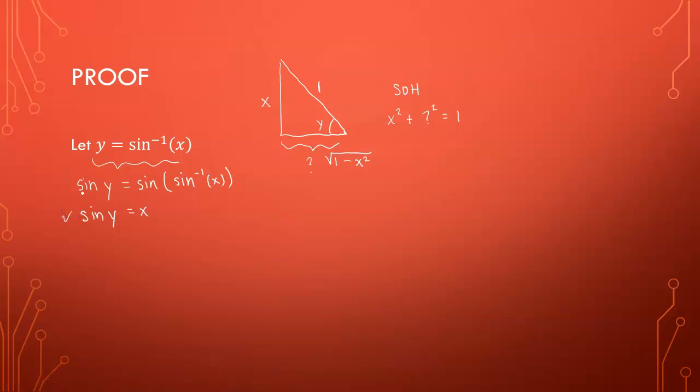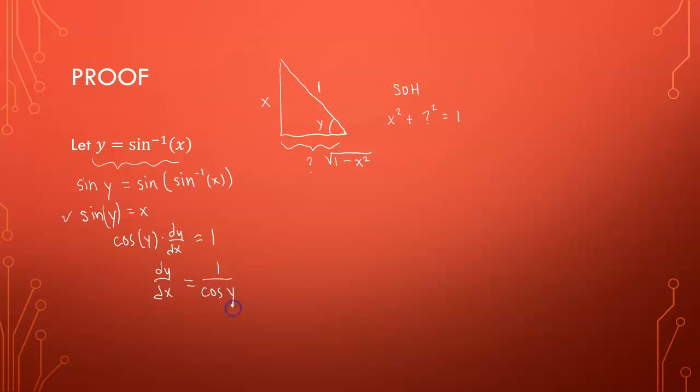Now that I have this rearranged, I'm going to take a derivative of it, but I'm going to use implicit differentiation because I'm going to treat y like it's a function. So the derivative of sine is cosine of y times the derivative of y, because of the chain rule, is equal to 1.